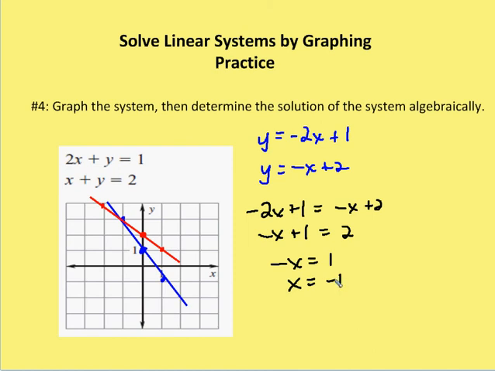Well, if x is equal to negative 1, step number 3 is to solve for the second variable, y, by substituting in the value of negative 1 for x. So let's take the second equation. y is equal to negative 1 plus 2. So y is equal to 1 plus 2. y is equal to 3. So my ordered pair solution is going to be negative 1, 3.